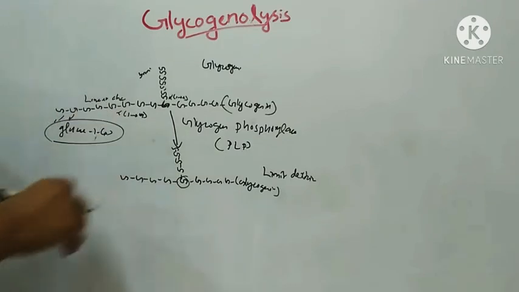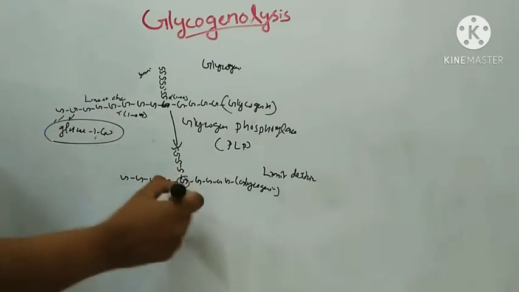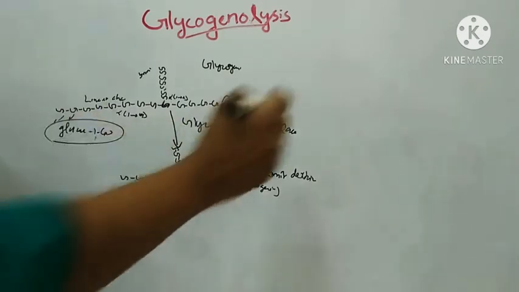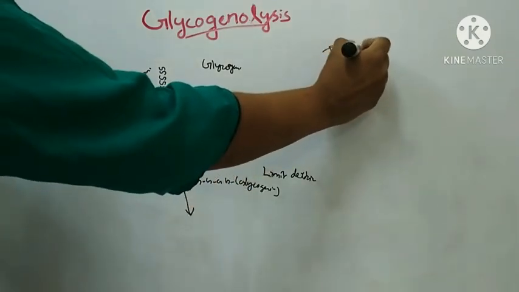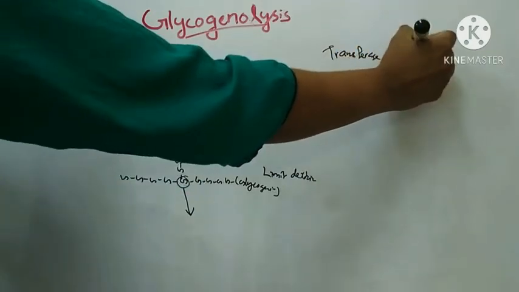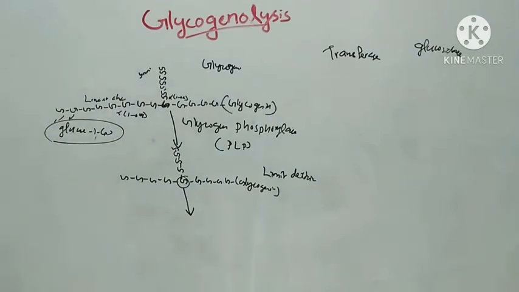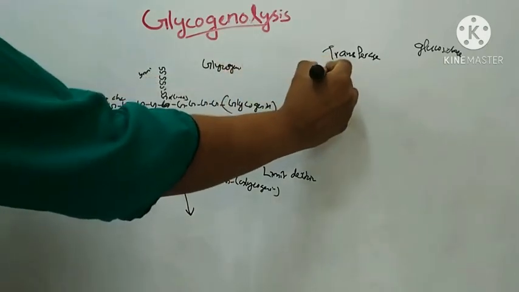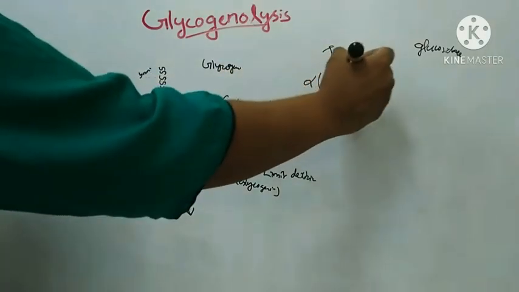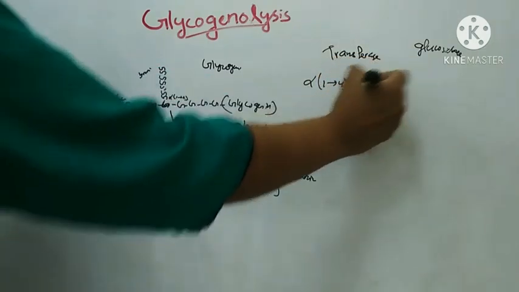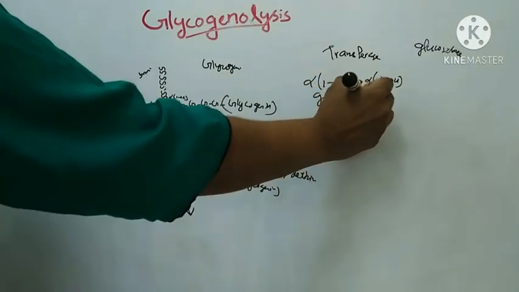Then there comes the debranching enzyme. The debranching enzyme has 2 functions, transferase and glucosidase. The transferase enzyme is called alpha 1,4 to alpha 1,4 glucan transferase.